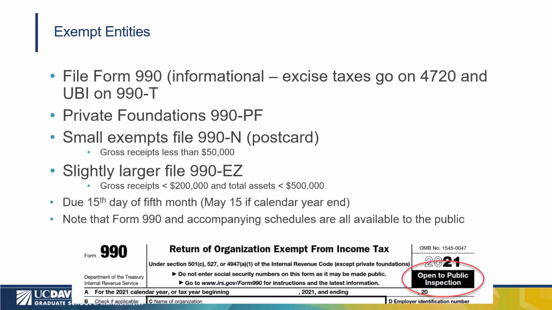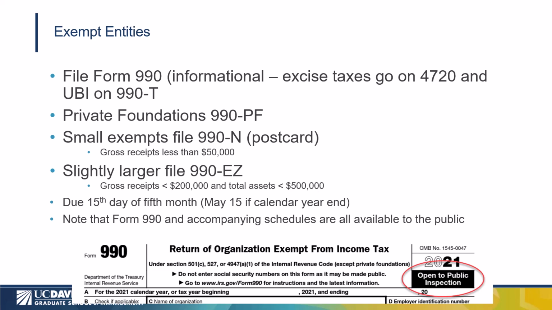So file Form 990. As I mentioned before, this is an informational return because remember the excise taxes go on Form 4720. Private foundations file a 990-PF. If you're small with gross receipts less than $50,000, you file on a 990-N, which is literally just a postcard. If you're slightly larger, with gross receipts less than $200,000 and total assets less than $500,000, you file on a 990-EZ. Otherwise, you file on a full-blown Form 990.